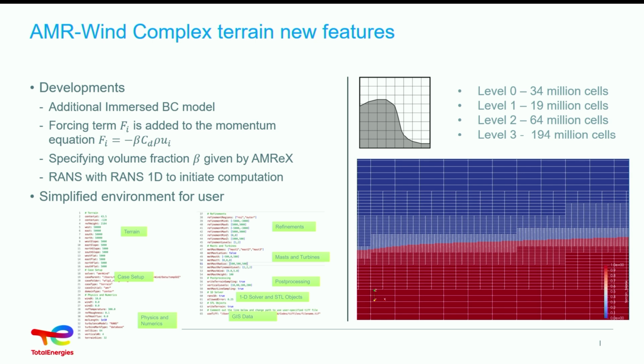For this project we also developed a RANS capability, because AMR-Wind at the origin is only a large eddy simulation software. So we did it. We also added RANS 1D simulation to initiate the computation, to bypass the inflow computation that is needed for LES. And we also developed a simplified environment for the user.